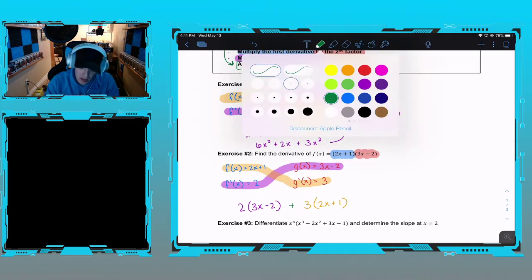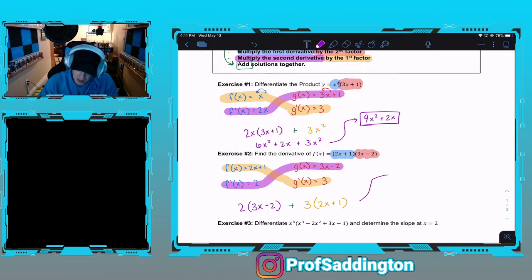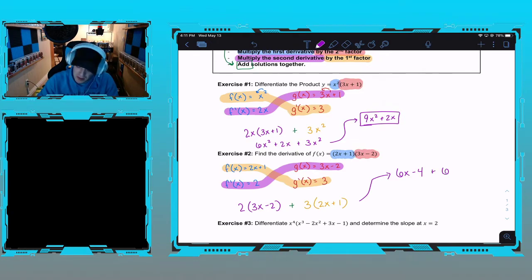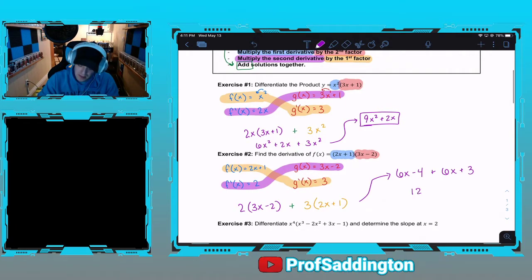So I'm just going to do that off to the side, simplify it down. I'm going to have 6x minus 4. And then if I distribute that 3, I'm going to have 6x plus 3. So now if I combine like terms, I'm going to have 12x minus 1.